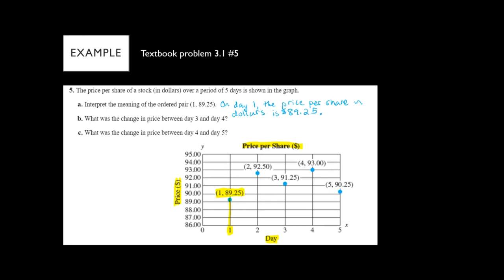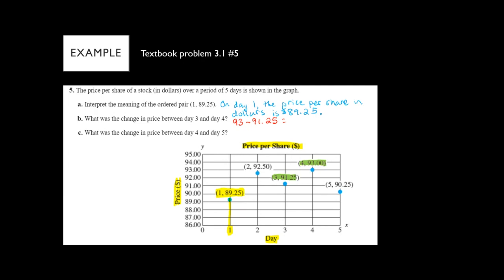So part B then says, what was the change in price between day 3 and day 4? So I'm going to just grab a different highlighter color. So day 3 to day 4, our price is the Y value, because that's what we have labeled on Y. It's 91.25, and then we go to $93. So the change in price is the difference between those two. So you can do 93 minus 91.25.